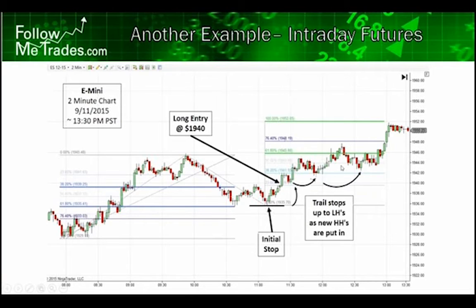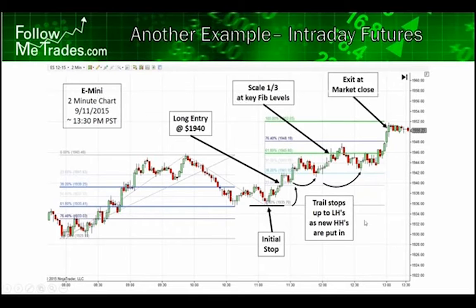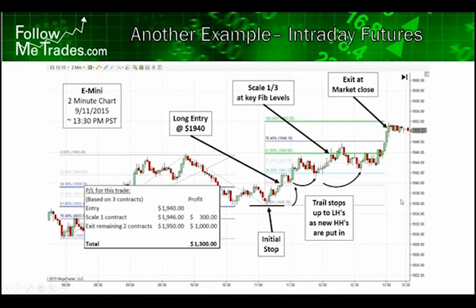Right? We trail our stops up as new highs are put in. We trail our stop up to the previous lows. We scale out either as we get a reversal or as it crosses key Fibonacci areas. And there's the market close. Go ahead and take our profit on that trade. Three contract trade, $1,300 profit in a pretty short time frame, just under 2 hours. That's how it works.